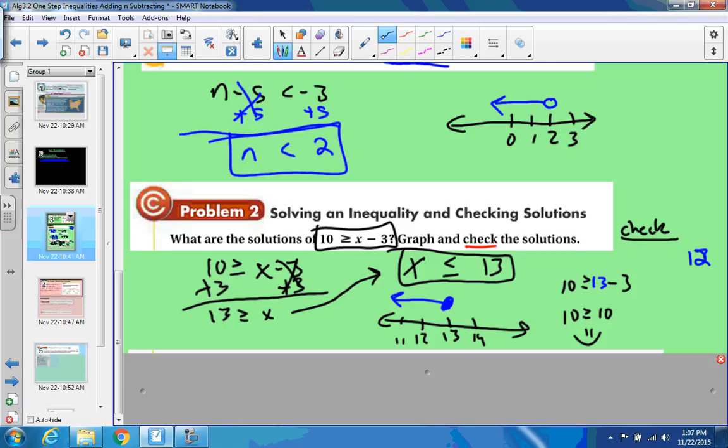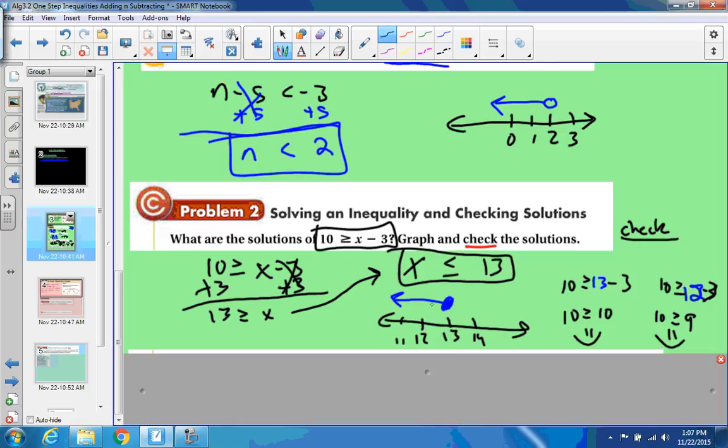So we're going to use 12. And when we plug in, we have 10 is greater than or equal to 12 minus 3. If I simplify that side, we have 10 is greater than or equal to 9. So that is greater than 9, so that is true as well. That means by checking it there, we just showed that, yes, x's that are less than or equal to 13 are solutions to this inequality.